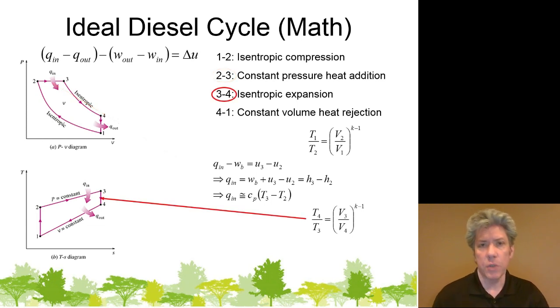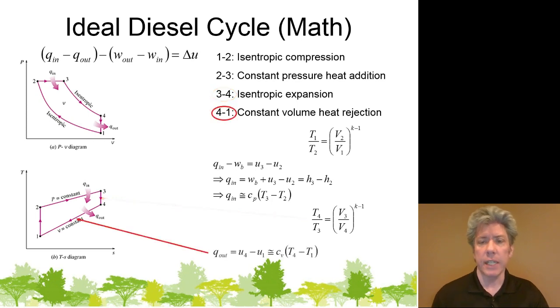Again, we'll use an isentropic equation just as we did in the Otto cycle for the expansion process from state 3 to state 4, and then finally an energy balance from state 4 back to state 1. Remember, this is the process that represents the real engine going through 2 strokes in order to send the exhaust out and bring in a fresh charge of air.